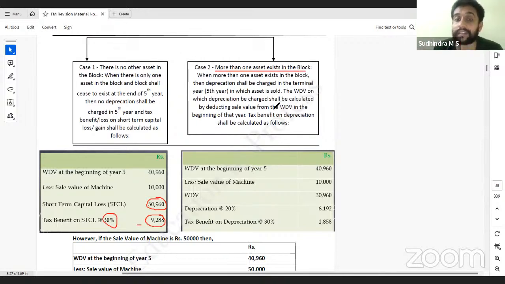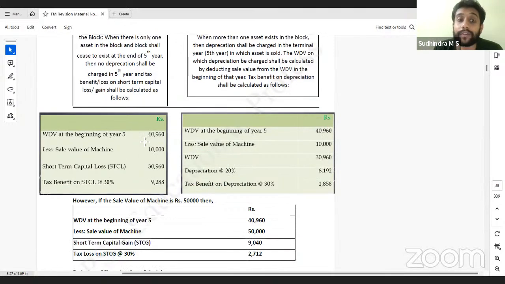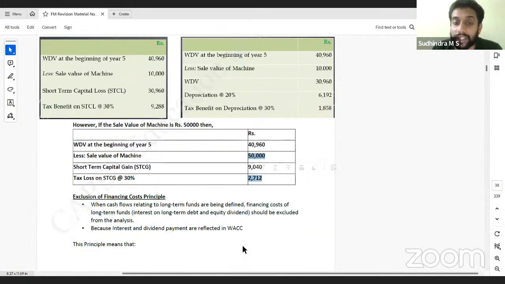However, if the cost block exists, 40,960 minus the sale proceeds 10,000, 30,960 would be the WDV. On that, depreciation will be calculated at 6,192. Tax benefit on depreciation will be 1,858.. normal 30% on the depreciation amount. However, if the sale value of the machinery was 50,000 instead of 10,000, then 40,960 minus 50,000 gives 9,040 positive, which is a short-term capital gain. Now this is a tax loss, 2,712, added in case of initial cash outflow, reduced in case of terminal cash outflow.